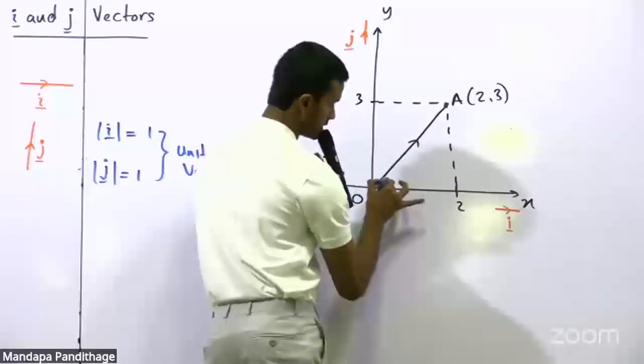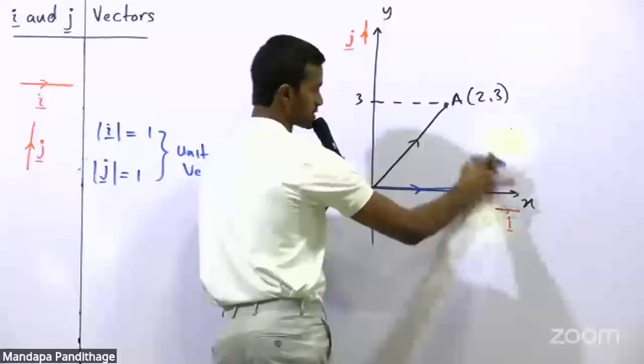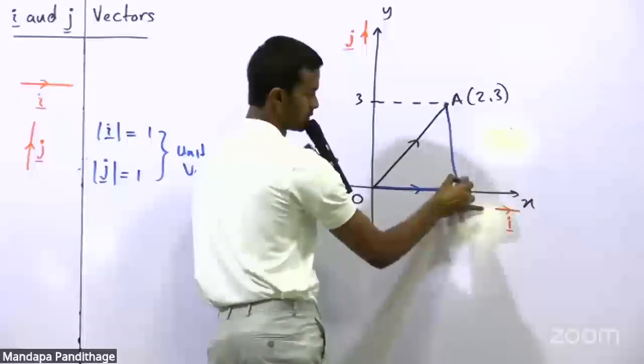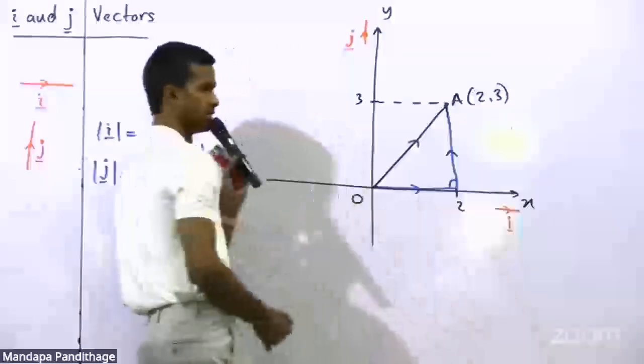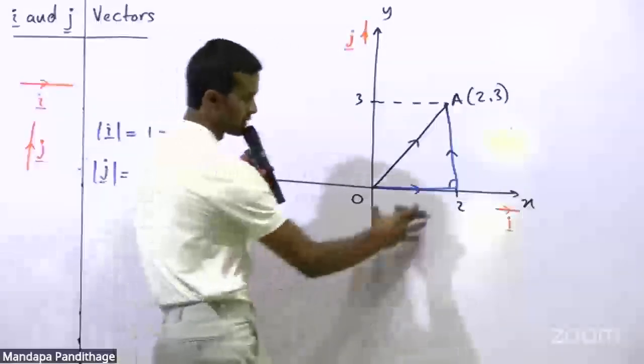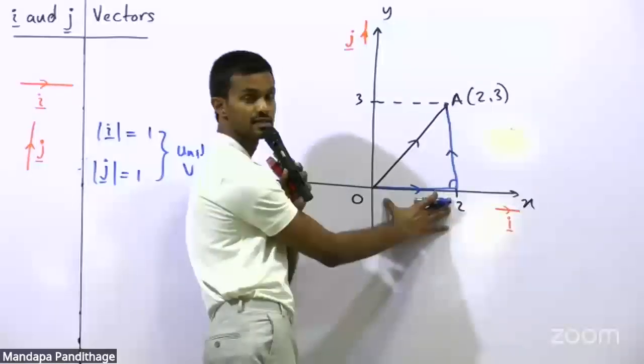You can consider this vector plus this vector. So how can you write OA, this vector plus this vector? So what is this vector? Now tell me, what is the magnitude of this vector?